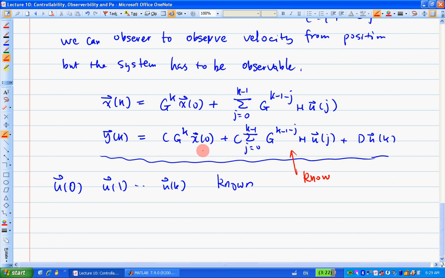You see what I'm saying, right? In the previous case, the initial condition was assumed known, but in this case, let's assume the initial condition is unknown. Based on the collection of the system information, which is the input u and the output, can we derive x of 0? The output is known here.